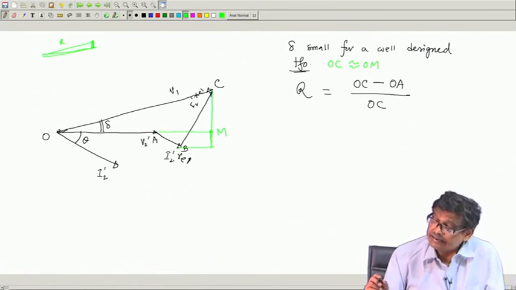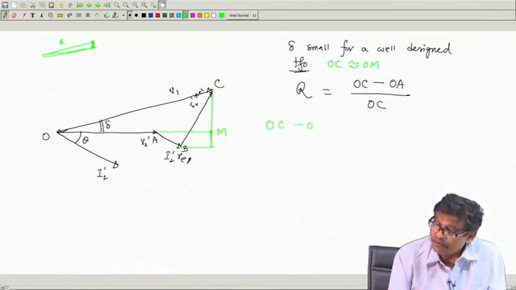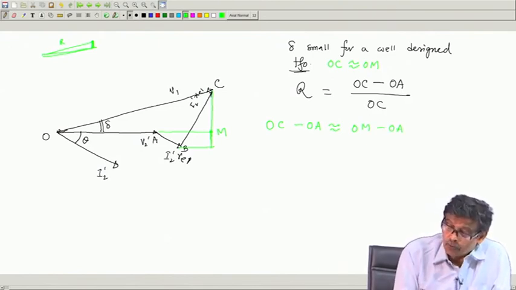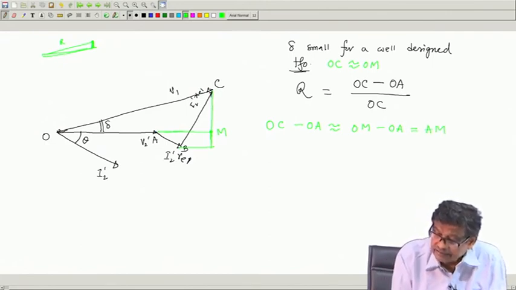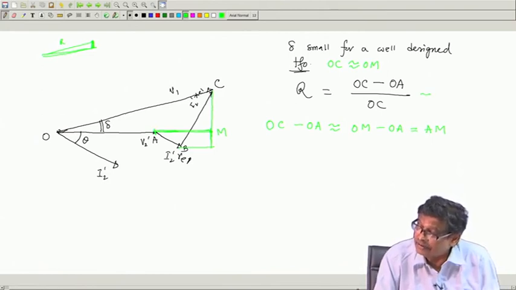Therefore, I can say that O C minus O A is approximately equal to O m minus O A, and O m minus O A is nothing but A m, this length. So, numerator is this length. So, this one is approximately equal to A m by O C.